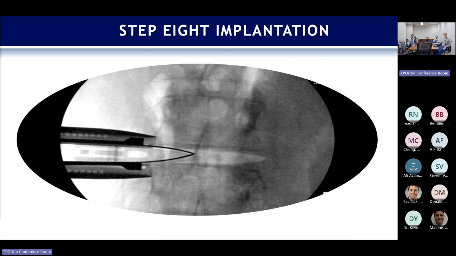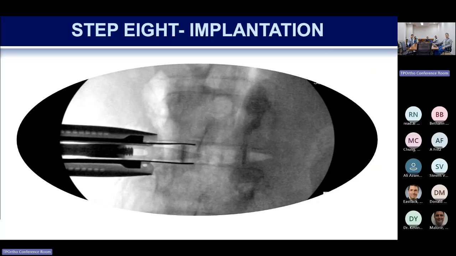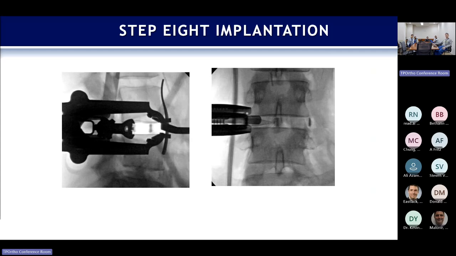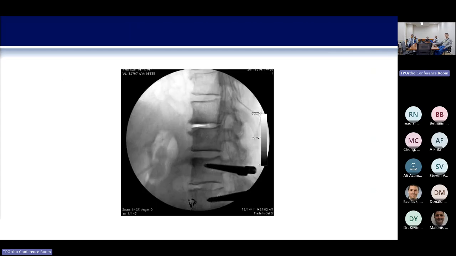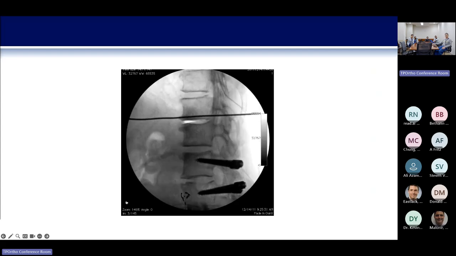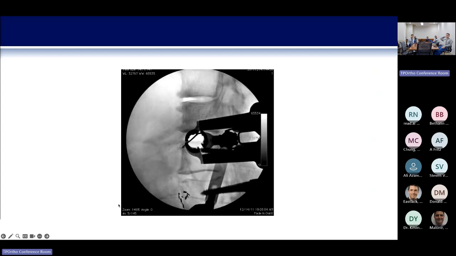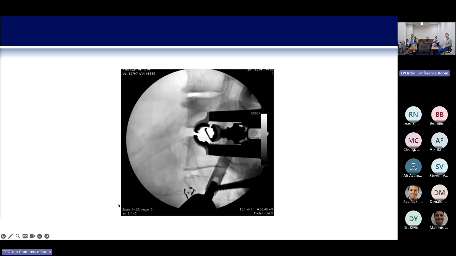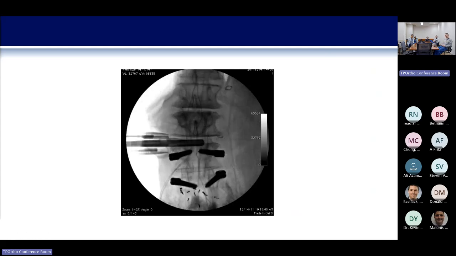They also make these graft containment devices that are built into the inserter, so they work great too. Check your AP and lateral, and then you're typically done. So this is it, beginning to end. I think I did an ACR on this one, but just kind of showing you what the steps are. This is every image that we took during the procedure.